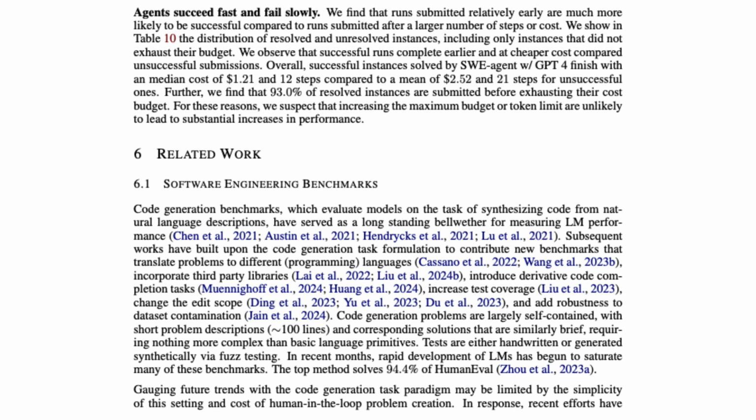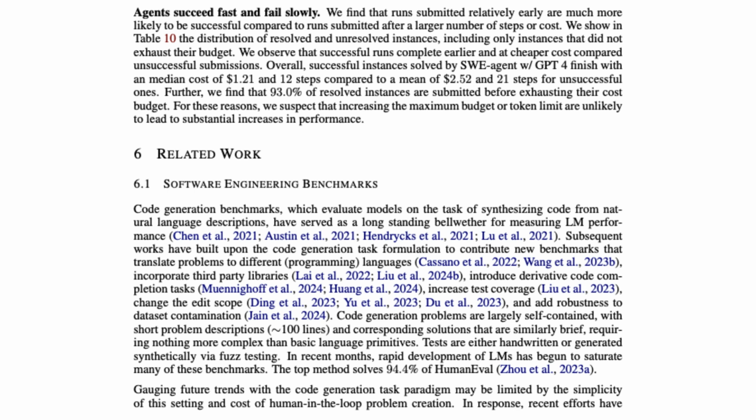We find that runs submitted relatively early are much more likely to be successful compared to runs submitted after a large number of steps or cost. We show in Table 10 the distribution of resolved and unresolved instances, including only instances that did not exhaust their budget. We observe that successful runs complete earlier and at cheaper cost compared to unsuccessful submissions.